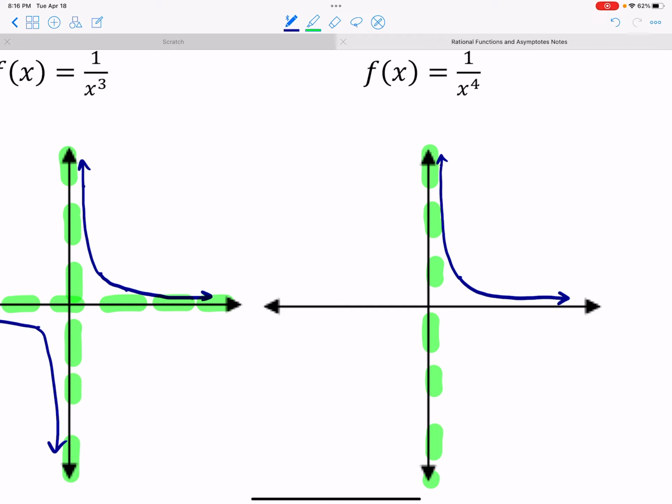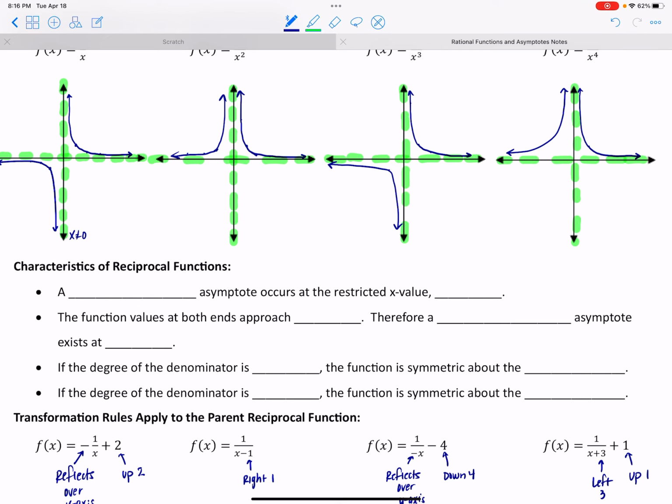Alright, so we can make some generalizations here, and hopefully these pictures make sense, and you will see some of these things come up. So characteristics of reciprocal functions that are worth noting. And these are, again, in parent form. There's no transformations here. We have a vertical asymptote happening for all of these at the restricted x value, which was 0. The function values at both ends of all of these, the end behaviors, they all approach the horizontal asymptote at 0. So they approach 0. That means the function values are approaching 0. So we have that horizontal asymptote happening at y equals 0.